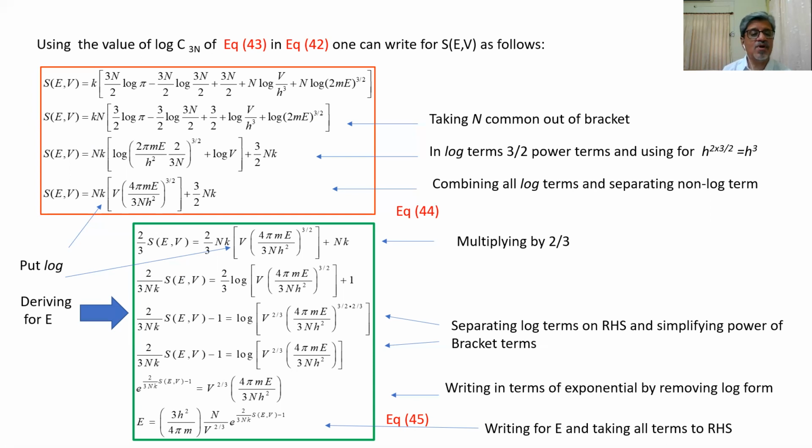And now we are writing for E. So E is equal to, in bracket, 3h square divided by 4 pi m, n divided by V raised to 2 by 3, exponential. So E raised to 2 divided by 3 nk S minus 1. And that is named as equation number 45. So equation number 45 is representing energy.